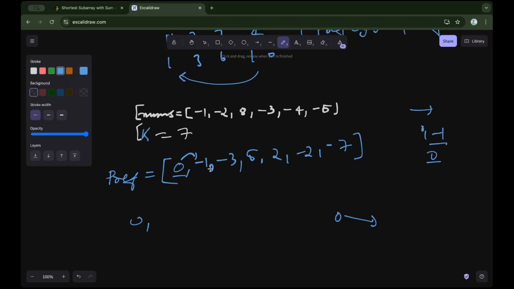But I am decreasing here, so there must be a negative adding to this. So the prefix sum is decreasing. So this index doesn't matter to me. I have no relation or any betterment in storing this. So I'll just remove this. Now I'm here. It's still decreasing, still decreasing.